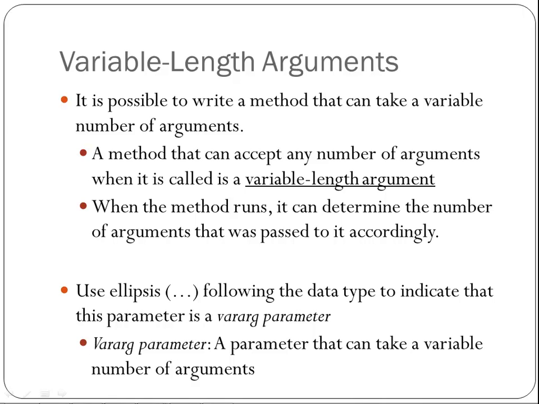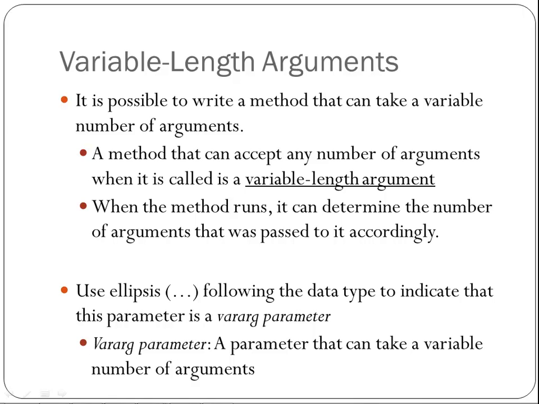Let's talk a little bit about variable length arguments inside your code. It's possible to write a method that can take a variable number of arguments. A method that can accept any number of arguments when it's called uses a variable length argument. When the method runs, it can determine the number of arguments that were passed to it accordingly.